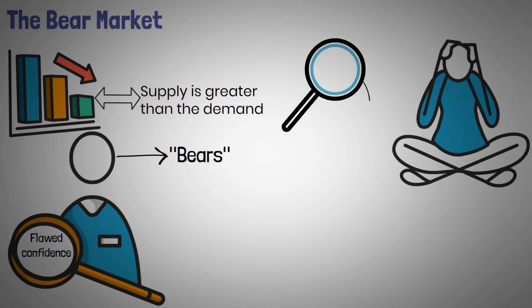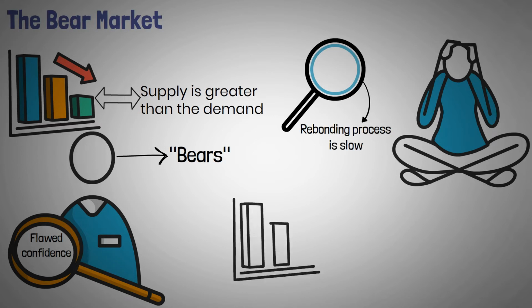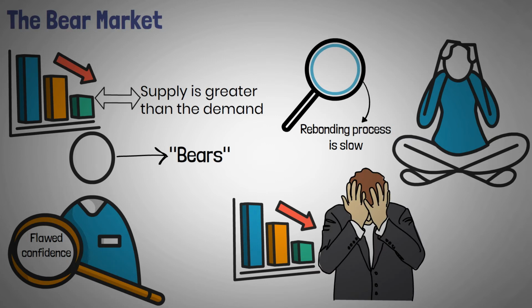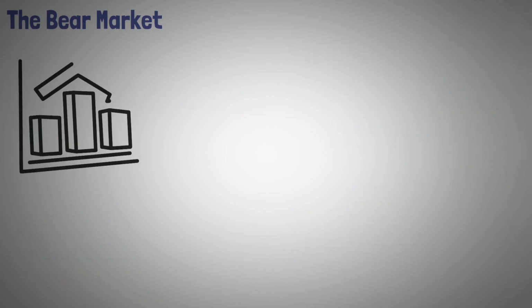It is complicated to predict when the bear market will end because the rebounding process is slow. In a bear market, the prices continue to decline and are characterized by people losing their jobs. With that, the gross domestic product declines and the stock market loses significant value.